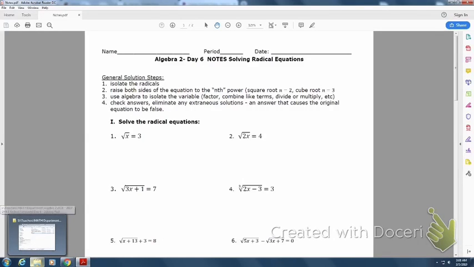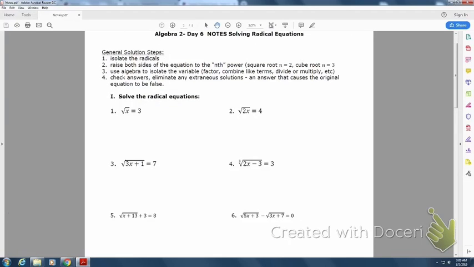We're going to talk about solving radical functions. You've probably done some very basic examples of these before, and I don't think they're very difficult. You've got these steps up here. So step one is to isolate the radical if it needs to be isolated. A lot of times it will already be isolated.